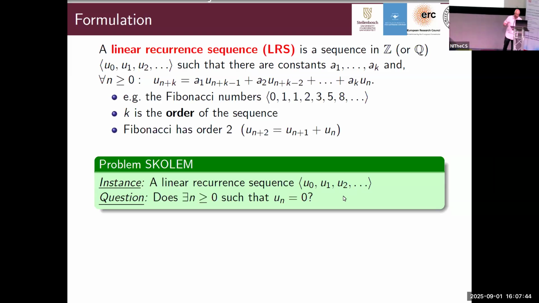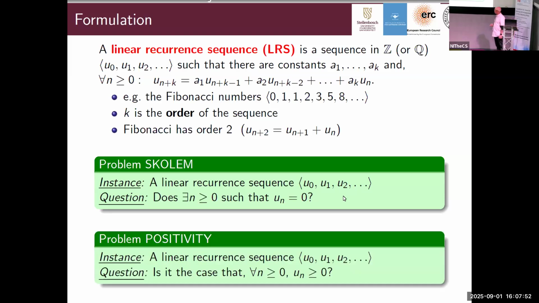It's, can you, after some finitely many steps, conclude, okay, I haven't found anything, and because I haven't found anything, there can't be, from now on, other things which are equal to 0. And the positivity problem is the same kind of instance. You're given the linear recurrent sequence. You're only asking, is it the case that it is always greater or equal to 0? If I compute the first 10 million terms and they are all positive, can I say, okay, there's not going to be any negative term ever?